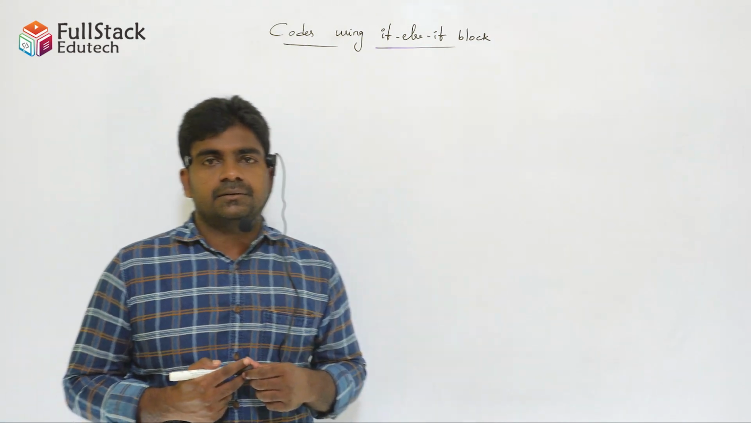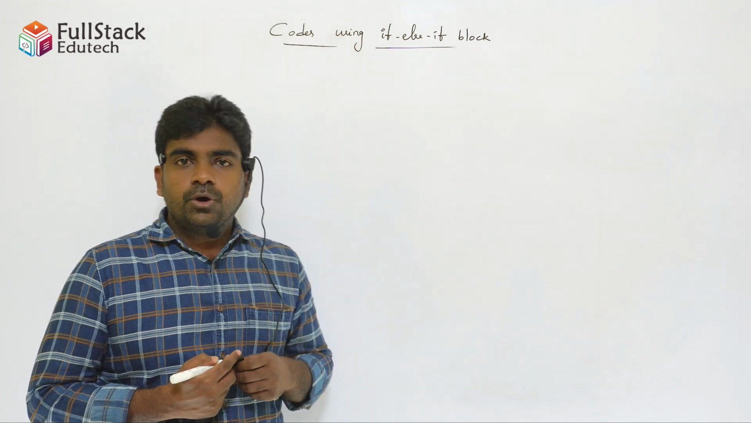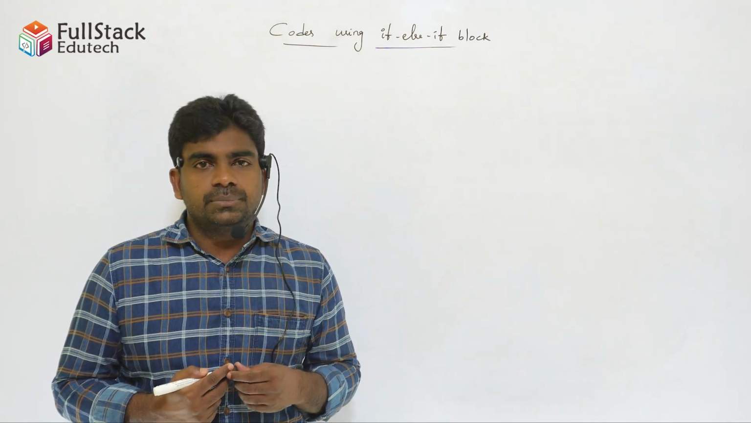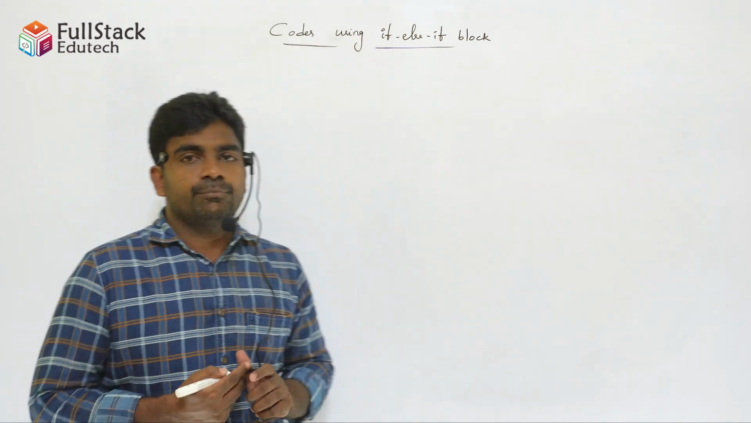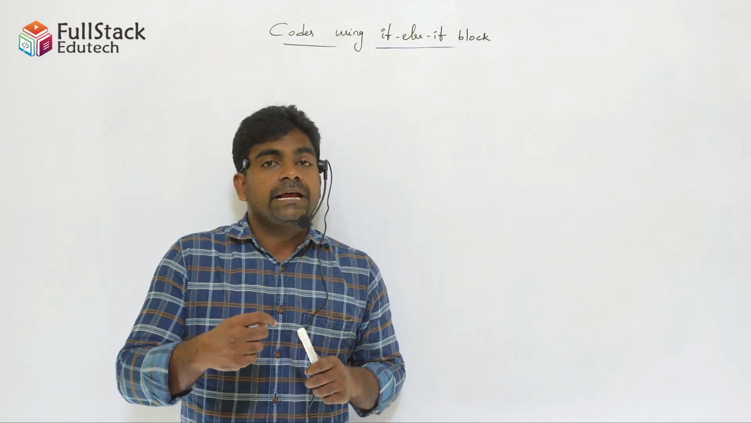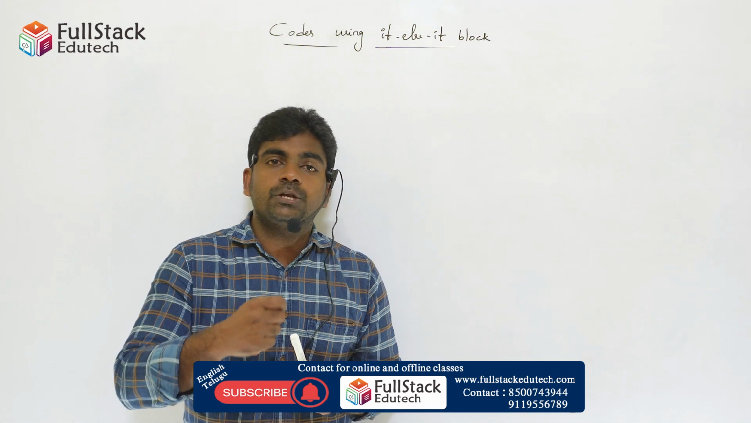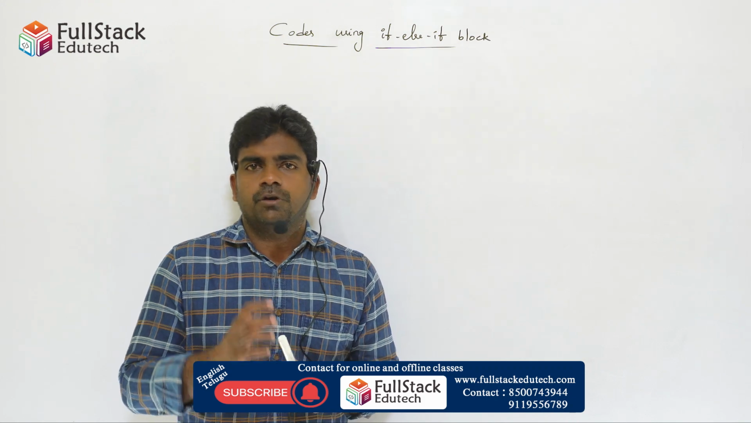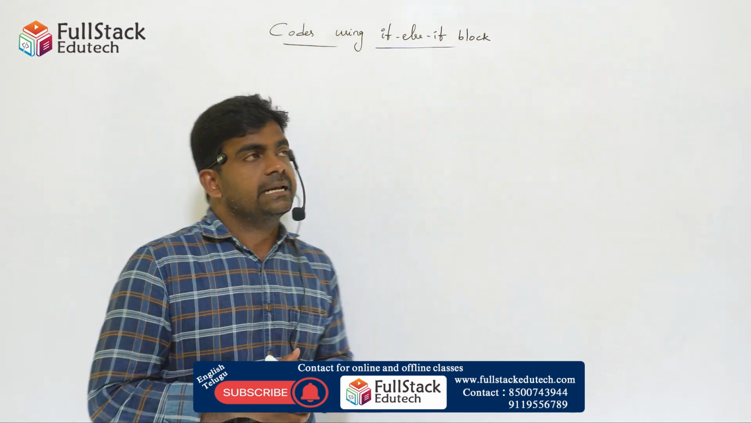In the last video, I explained the syntax and flowchart of the if-else-if conditional statement. In this video, I am going to explain a few examples using the if-else-if block. We already discussed that when more than two conditions are there, then you can go with the if-else-if. A few simple examples will give you clarity.